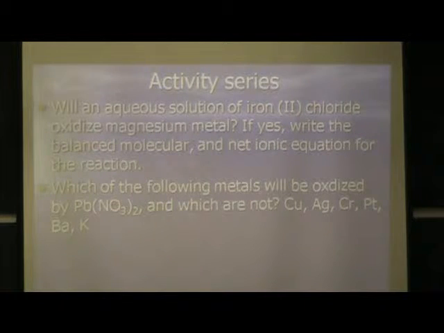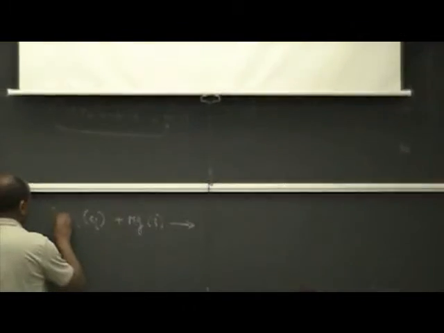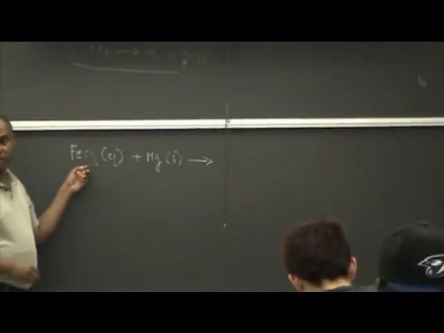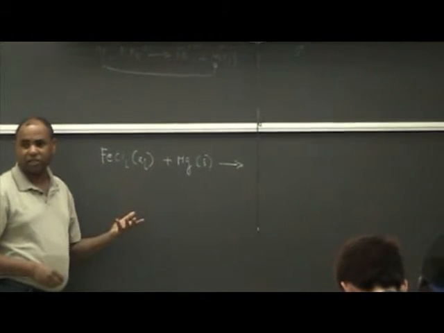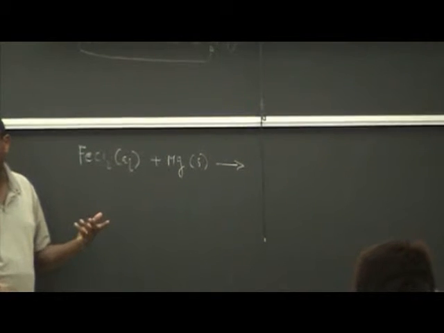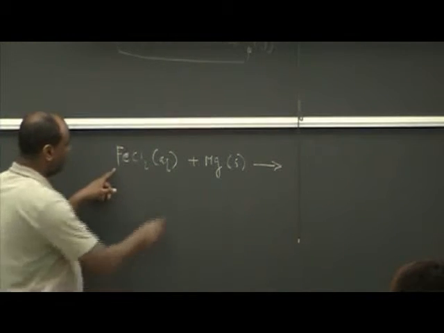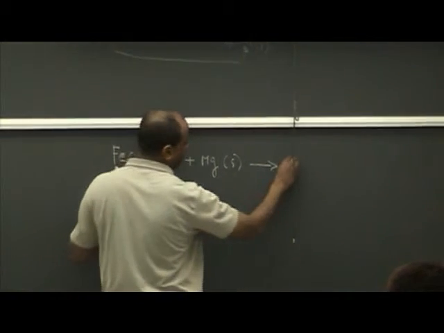You said iron(II) chloride is FeCl2, yes, and magnesium metal. Now, when these two react, magnesium is more active than iron, right? So there should be a substitution reaction, a single replacement reaction. What would be the product? If these two react, if magnesium substitutes iron, what is the product here?